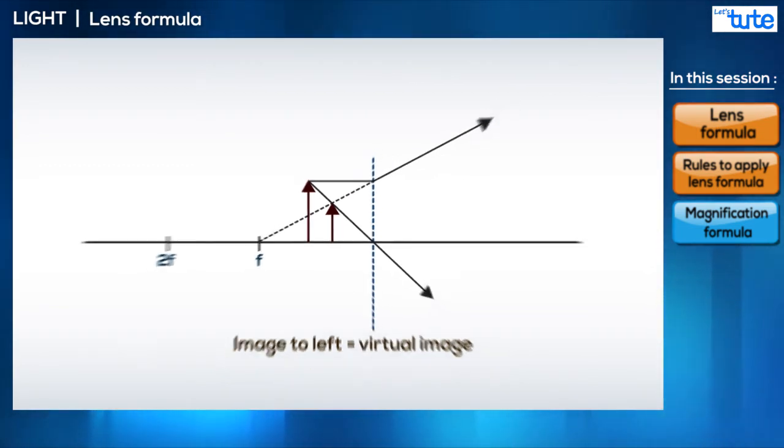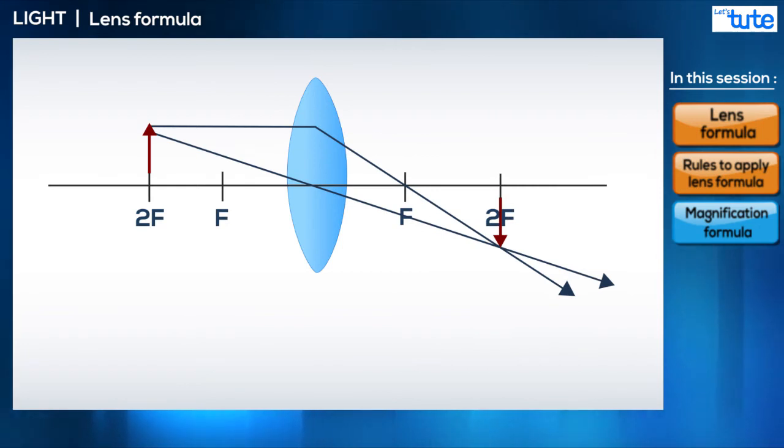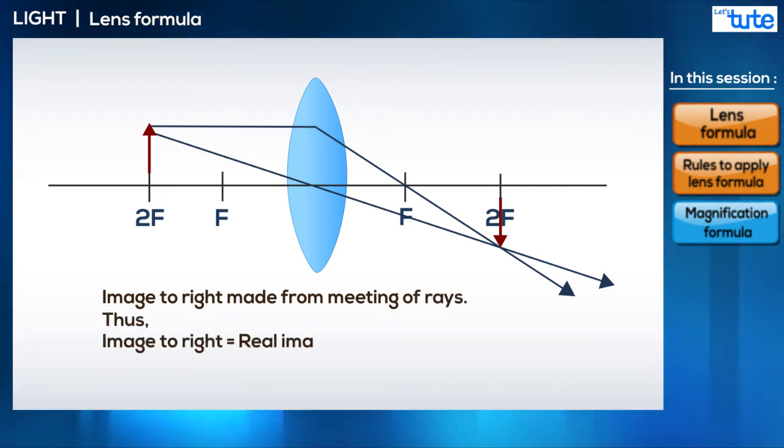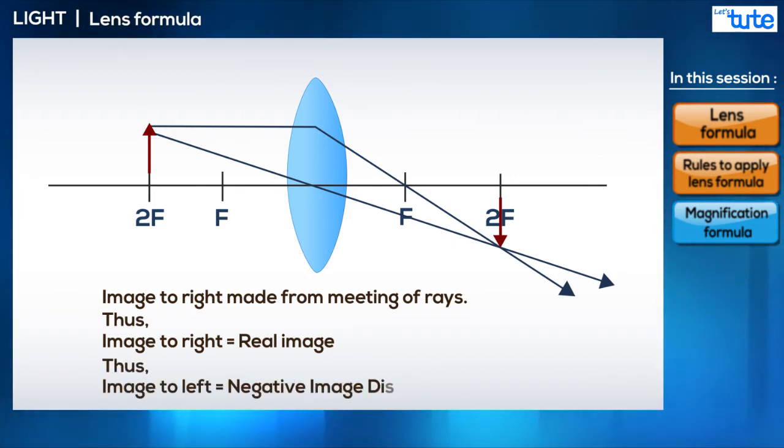We know this because a real image will be formed by the two rays actually meeting after refraction and thus will be to the right of the lens. Thus, if the image distance is negative, we can easily say that the image is virtual.